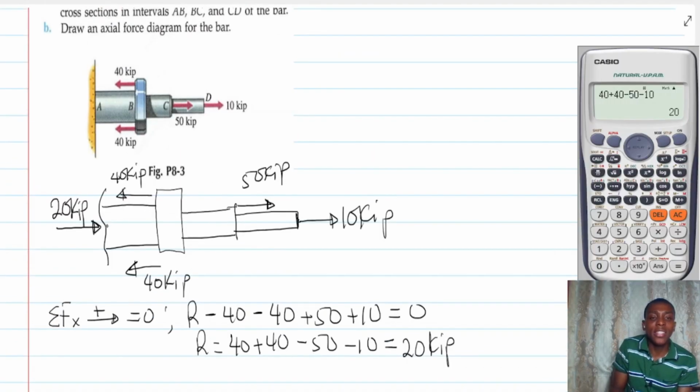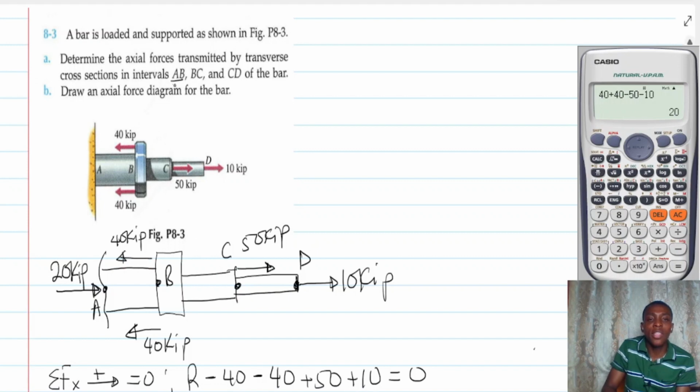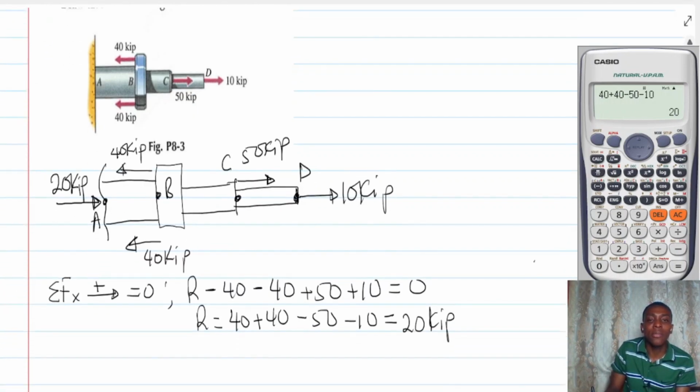Now let's indicate the sections of the bar. Here is A, here is B, this portion is C, and then this portion is D. So after doing this, let's find the internal forces AB, BC, and CD, and then we draw the axial force diagram.